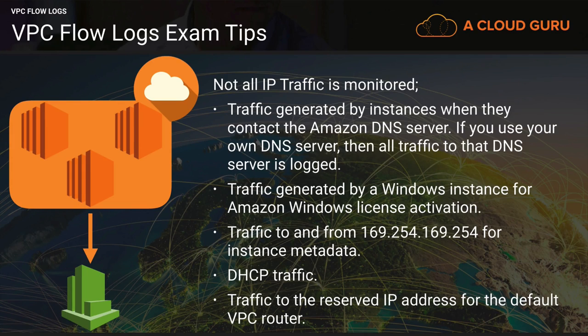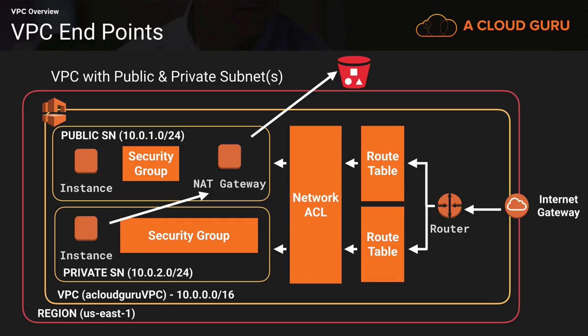Remember that not all IP traffic is monitored. Traffic generated by instances when they contact the Amazon DNS server is not monitored. Traffic generated by Windows instances when they go in for license activation is not monitored. Traffic to and from your instance metadata calls is not monitored. DHCP traffic and traffic to the reserved IP address for the default VPC router is also not monitored.